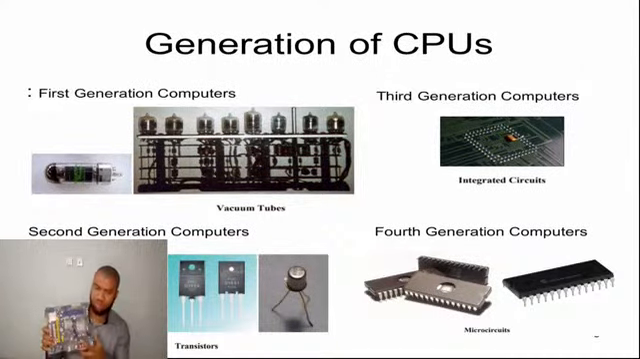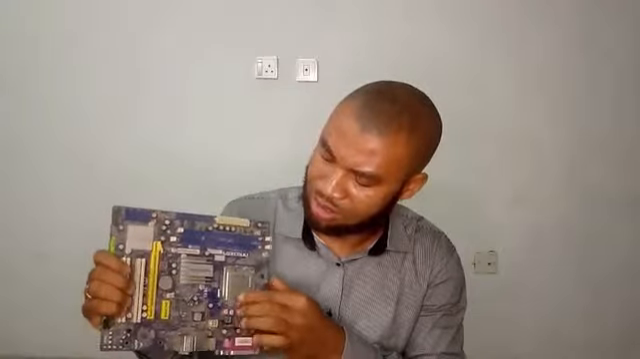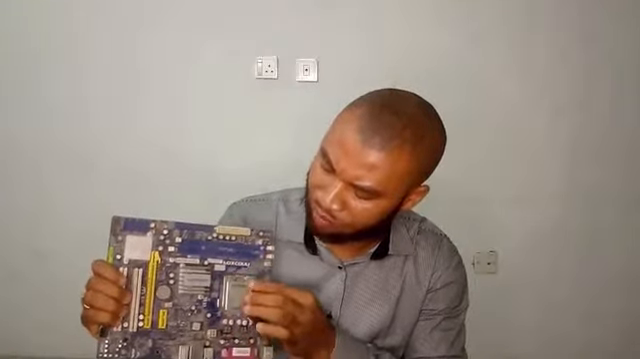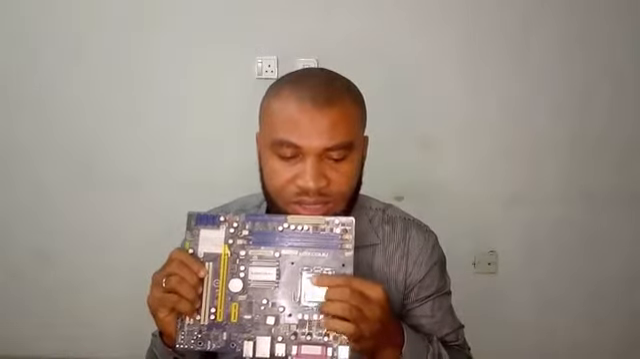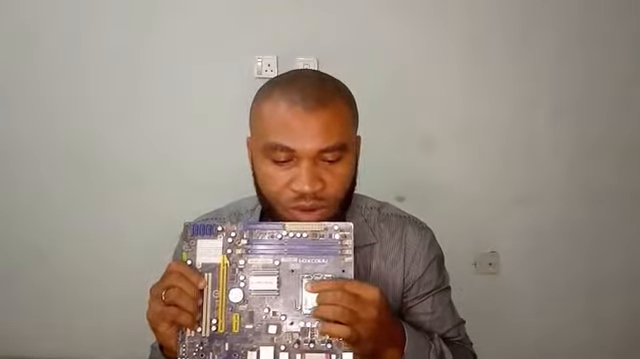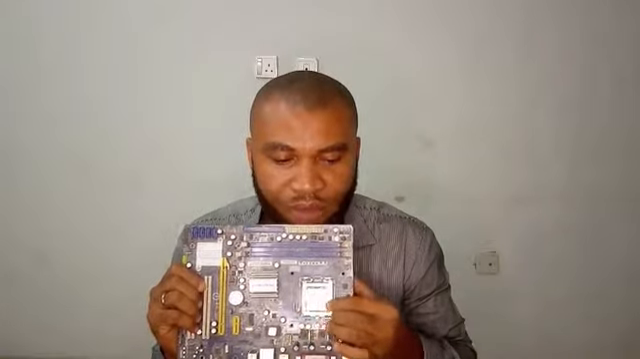Let me take you a bit into the CPU. This is the CPU. You would usually have a cover on it, just like you have here. This is a CPU cover, and it is also a kind of protection for the CPU. However, for some kinds of CPU, you will not find this cover because of heat, like in AMD processors.